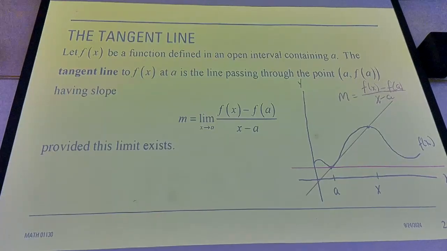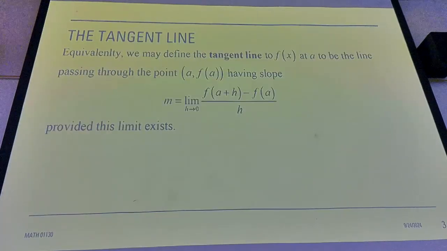use a plus h, where h represents an incremental change in a. So you could also use delta x. Then what would the formula become? Right, so just replace x with a plus h up here. The limit as h approaches 0 of f of a plus h minus f of a, all over h.